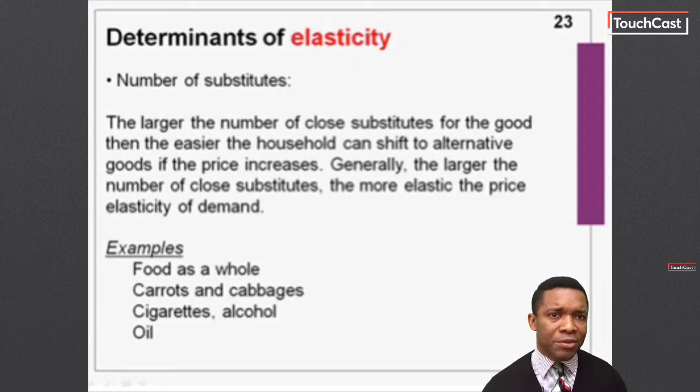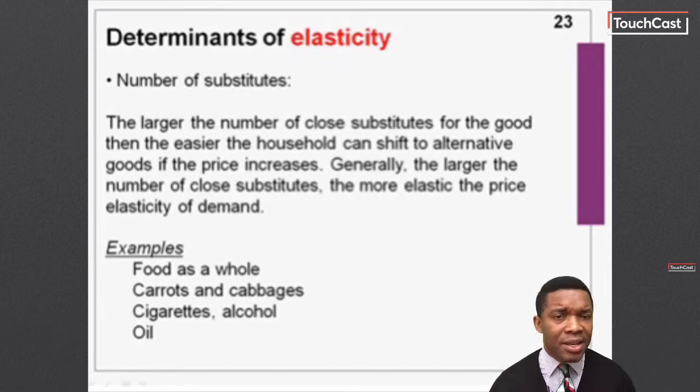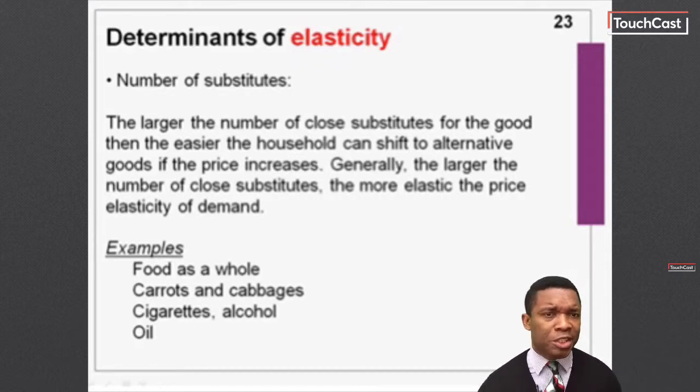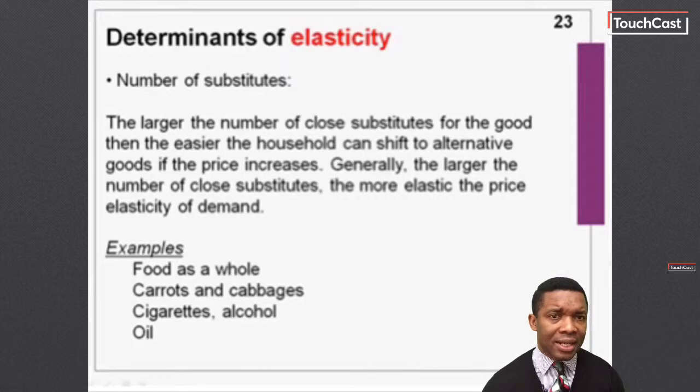A typical example of substitute goods is butter and margarine. For instance, if the price of butter increases, consumers can easily switch to cheaper alternatives like margarine. Hence, we say demand is elastic. Other examples are carrots and cabbages, food as a whole.